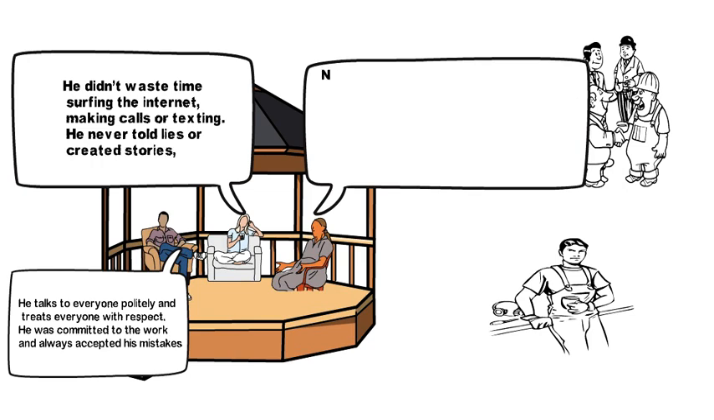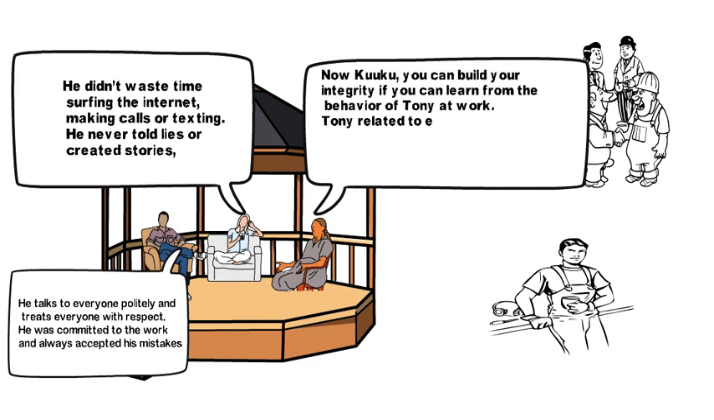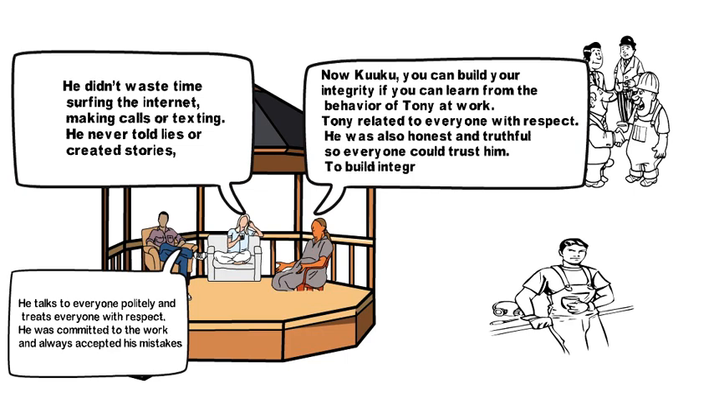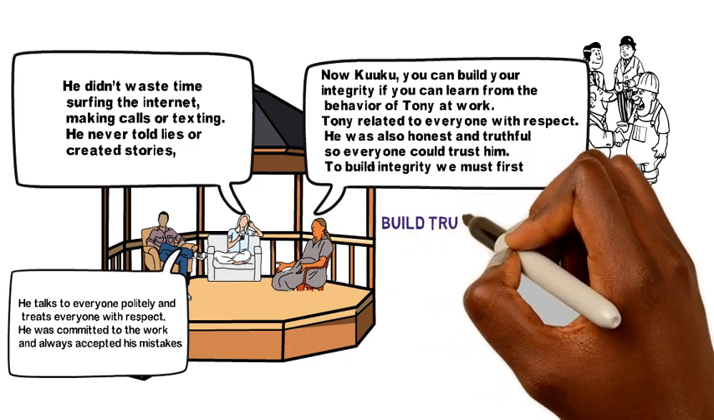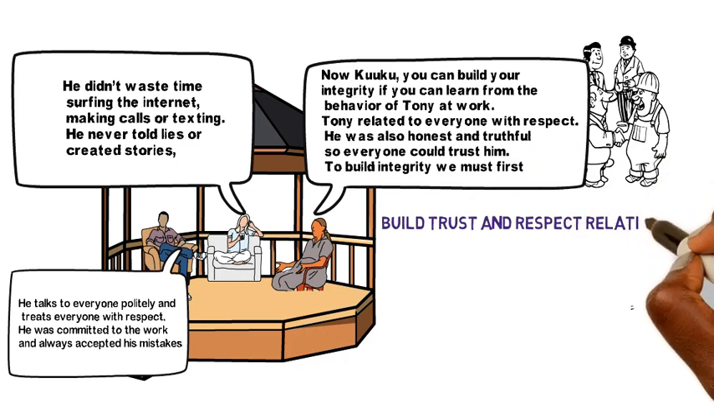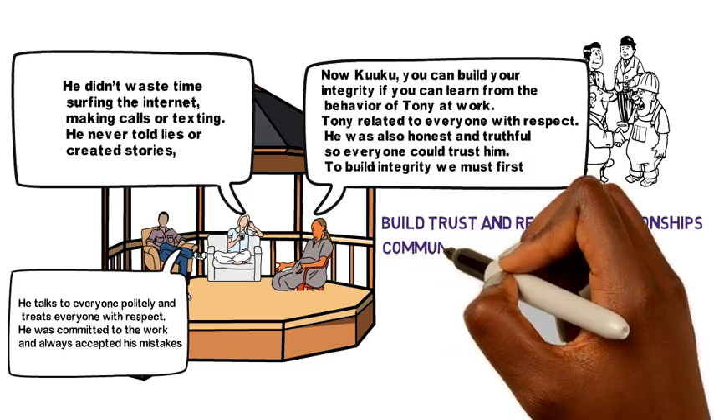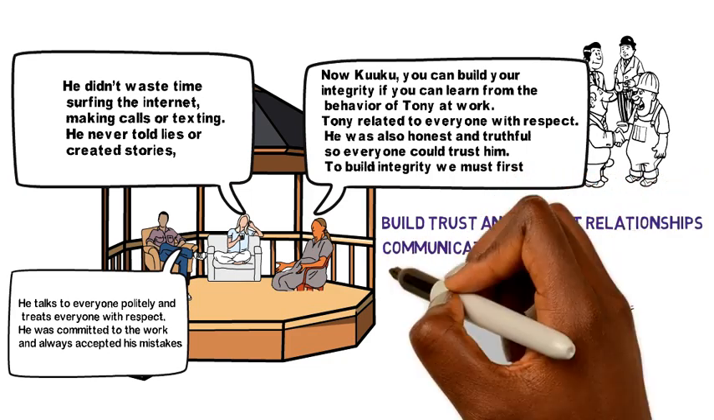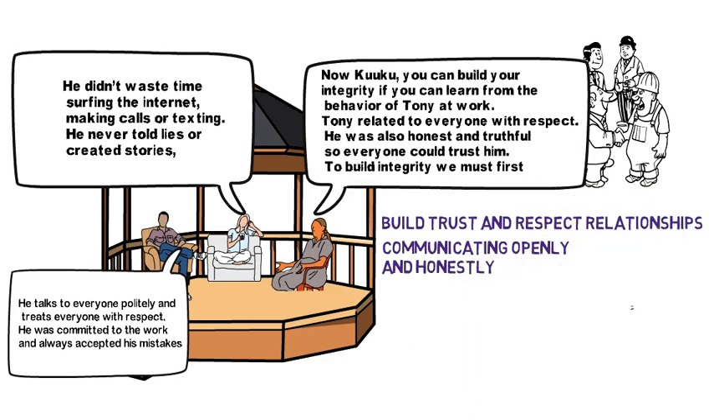Now, Cuckoo, you can build your integrity if you can learn from the behavior of Tony at work. Tony related to everyone with respect. He was also honest and truthful, so everyone could trust him. To build integrity, we must first build trust and respect relationships. Secondly, Tony did not fabricate any information he communicated. Communicating openly and honestly builds integrity.